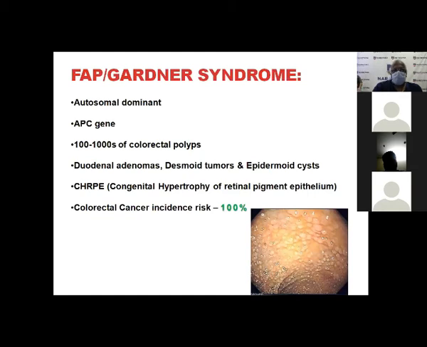You must know that. It's an adenomatous polyp, autosomal dominant, APC gene, 100 to thousands of colorectal polyps. Apart from that, you can get duodenal adenomas, desmoid tumor, and epidermoid cyst. Congenital hypertrophy of the retinal pigment epithelium is noted in some other cases. The risk for colorectal malignancy is 100%. So this is called Gardner syndrome. When I was a student, this used to be a short note.